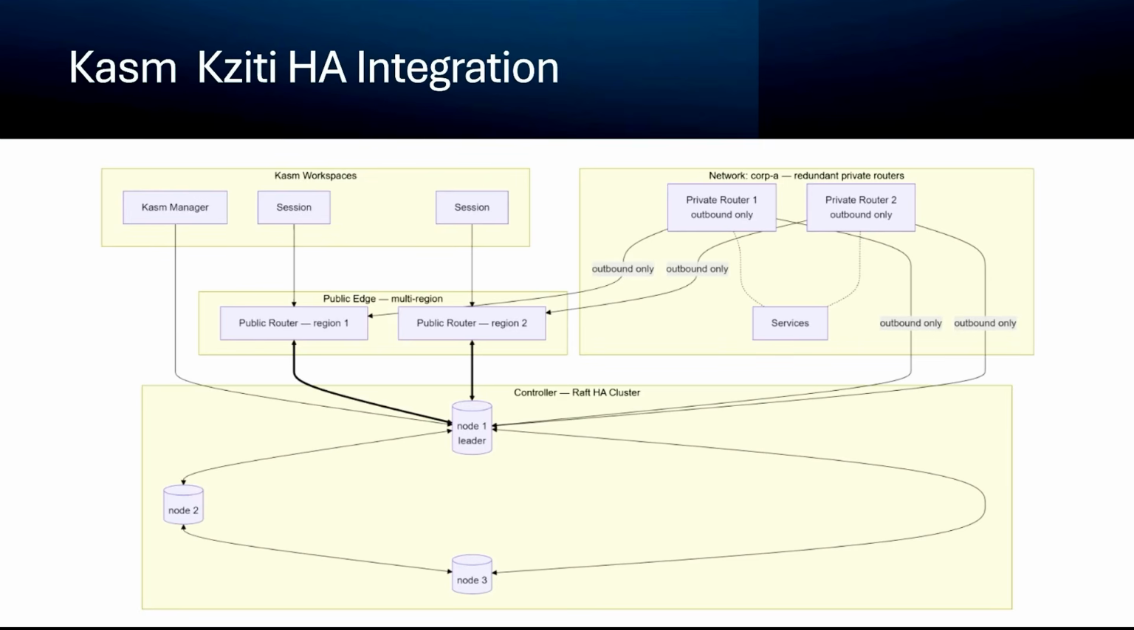The controller only needs to be available for new enrollments, new access grants, and policy changes. Public routers scale horizontally. Add more routers and more regions, and the fabric load balances across them. Clients reconnect automatically if a router goes offline. Private routers make only outbound connections, so they don't create inbound exposure even in high availability configurations. You can run multiple private routers on a network for redundancy and service failover between them.